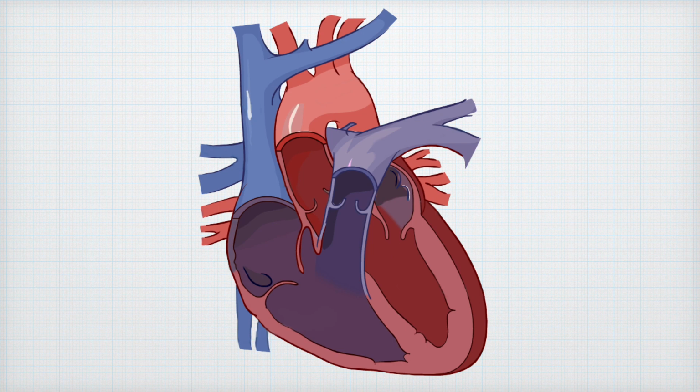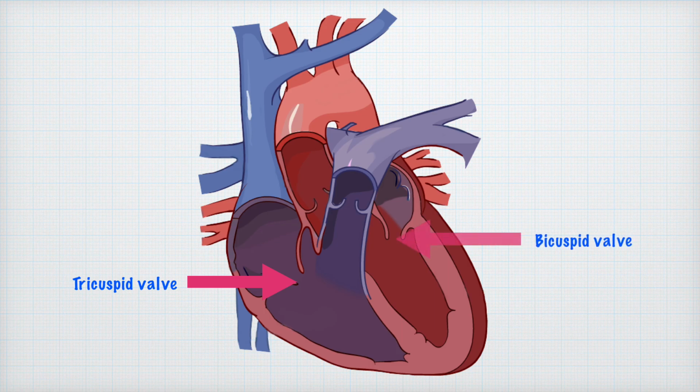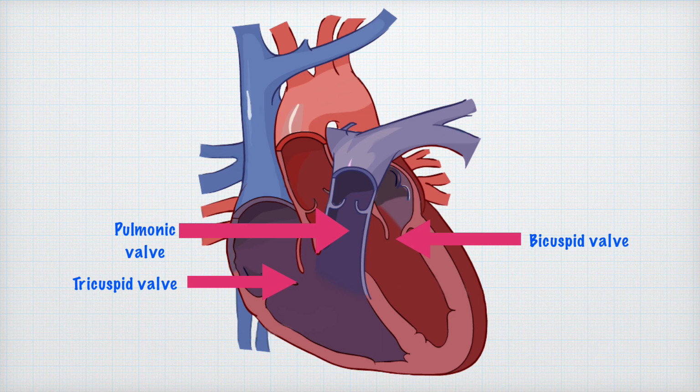The heart has different blood vessels and valves. Let us see the valves of the heart. The tricuspid valve is between the right atrium and the right ventricle, and the bicuspid valve is between the left atrium and left ventricle. The pulmonic valve and aortic valve are semilunar valves. The pulmonic valve is between the right ventricle and the pulmonary artery, and the aortic valve is between the left ventricle and the aorta.